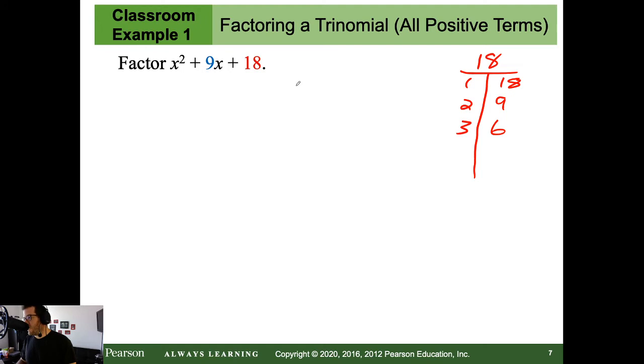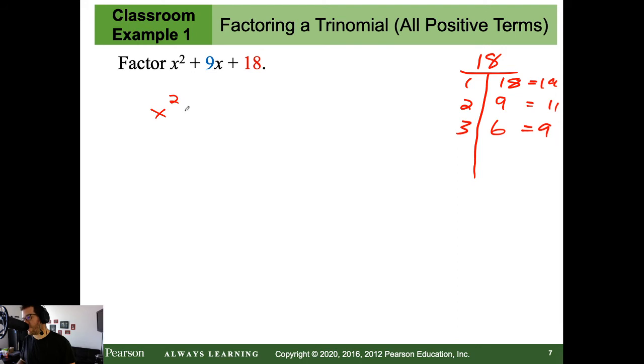Okay? Here, I want my factors to add up to 9. Well, 1 plus 18 is 19, right? 2 plus 9 is 11, but 3 plus 6 is 9. So here's how I write this.